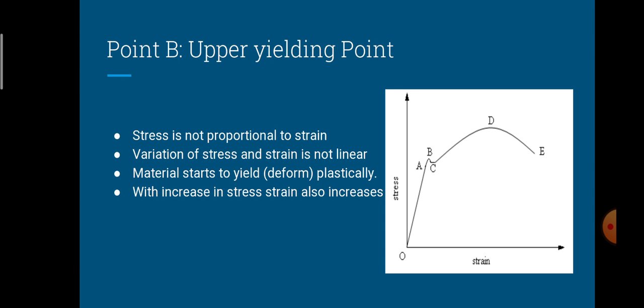So next point is called as upper yielding point here, that is point B. Here you can just observe stress is not proportional to strain. The variation of stress and strain is not linear here. Up to point A it was linear. So if the point A is crossed, the linearity variation will not be there. So therefore the variation between stress and strain is not linear, and the material starts to deform plastically. So with increase of the stress, strain also increases here.